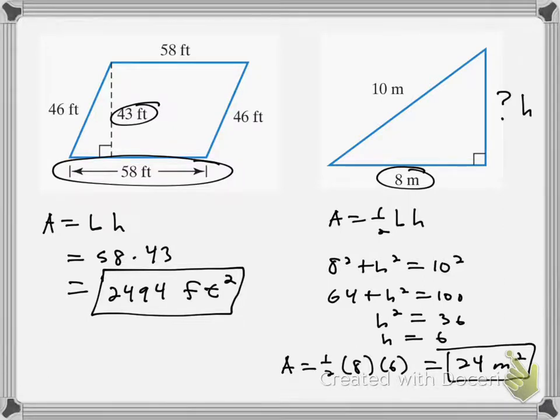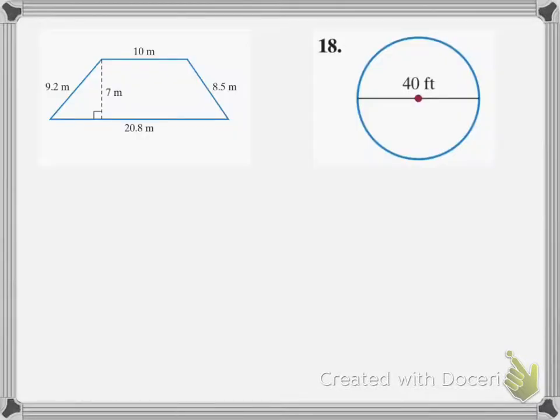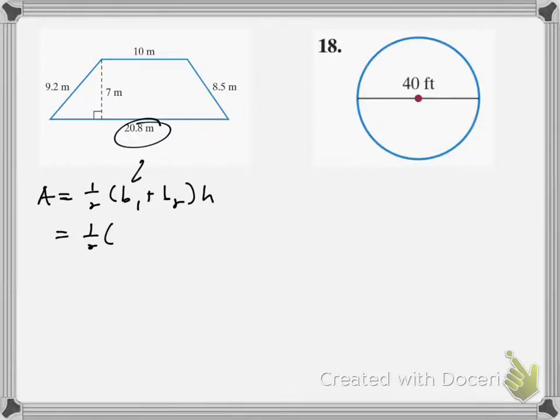Okay, let's do another couple problems. Let's find the area of these two. We're going to find the circumference of the circle as well, or the perimeter of it. So the area of this first one, this is a trapezoid. Well, a trapezoid has an area of 1/2 base 1 plus base 2 times the height. So that would be 1/2. Base 1 is that one. Remember, the two bases are the two sides that are parallel to each other.